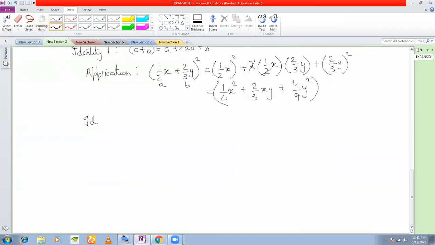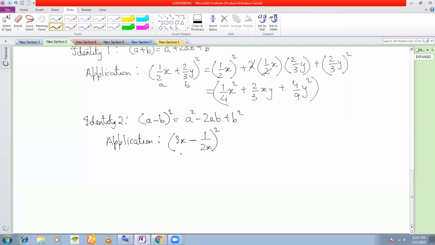Identity 2: a minus b whole square is equal to a square minus 2ab plus b square. Application. Let us take this one, (3x minus 1 by 2x) whole square. So if you see, 3x is your a, and if I take 1 by 2x as b, so you have a minus b whole square.